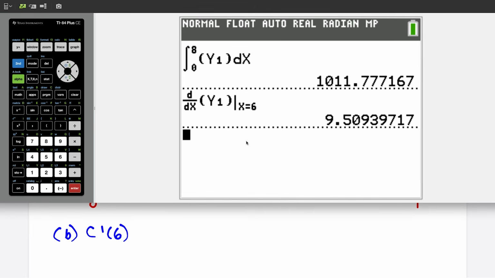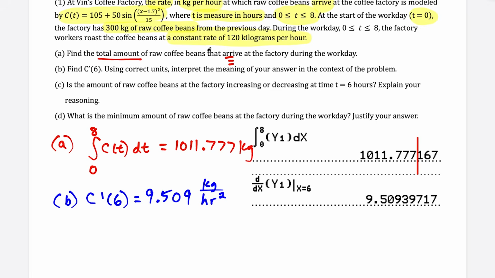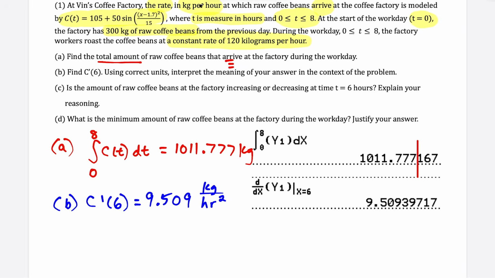So here I just press enter, and this is going to give us the first part of our answer to part B. So we can round our answer to 3 decimal places. So C prime of 6 is equal to 9.509. And for the units here, the units we're going to say is kilograms per hour squared. And if you struggle with the units, one thing I like to think about is that C of t is measured in kilograms per hour.